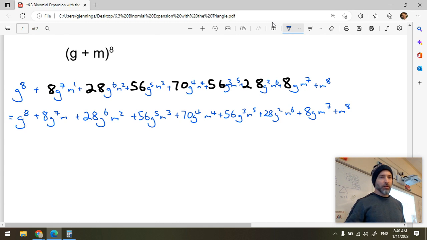This is m to the 0. It's not there, so we don't usually write that. M to the 1, we don't usually write this 1. It's not there. M to the 2, M to the 3, M to the 4, M to the 5, M to the 6, M to the 7, M to the 8. And then the exponents of g are likewise descending as you go across. And your coefficients are right there. So that's how you can expand these with a shortcut using Pascal's triangle next year.